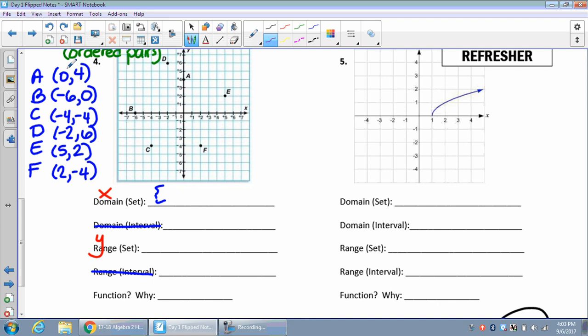So if I look at my x values, my smallest x value, if I'm going from negative to positive, is -6. So I'm going to just gently cross off -6, and then I'm going to say -6, comma, and then it's going to be -4, -2, 0, 2, and then 5.